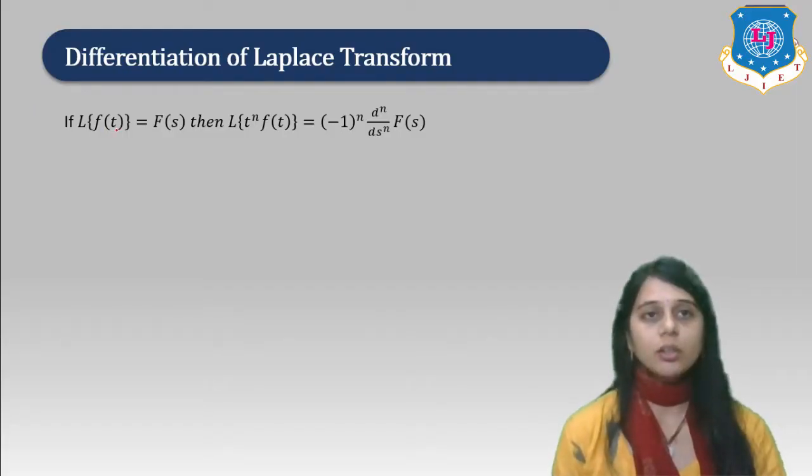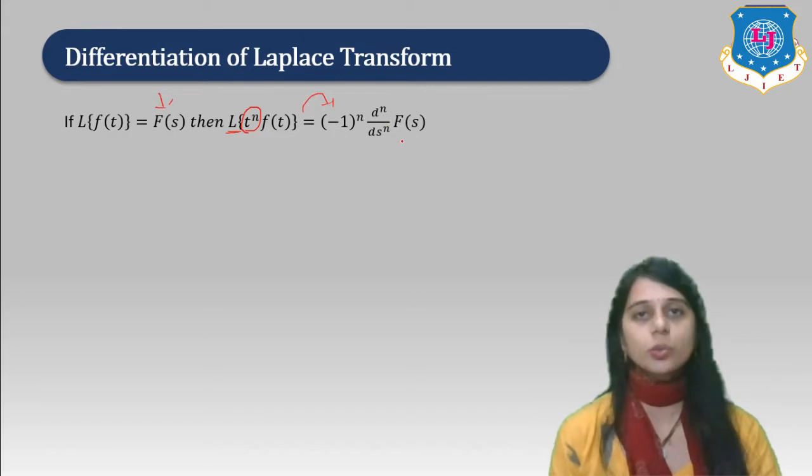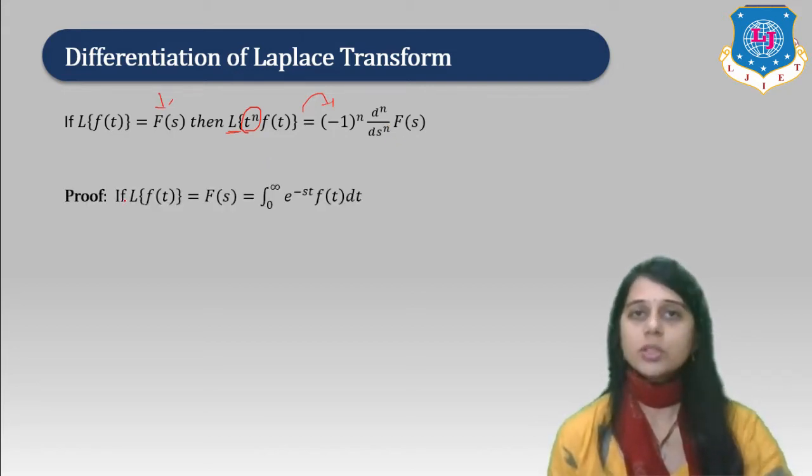If we have a function f of t, we apply the Laplace transform and get f of s as the answer. Then if the function is multiplied by t raised to n and we apply the Laplace transform, the output we get is minus 1 raised to n, d raised to n by ds raised to n, f of s. Okay. What is the proof?